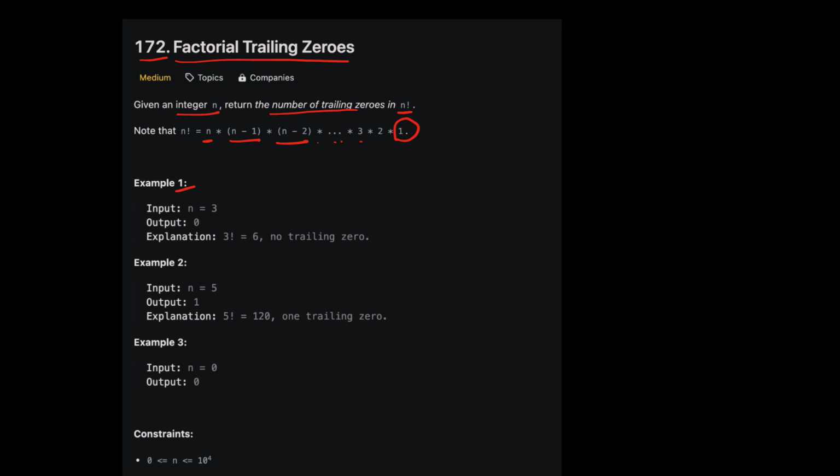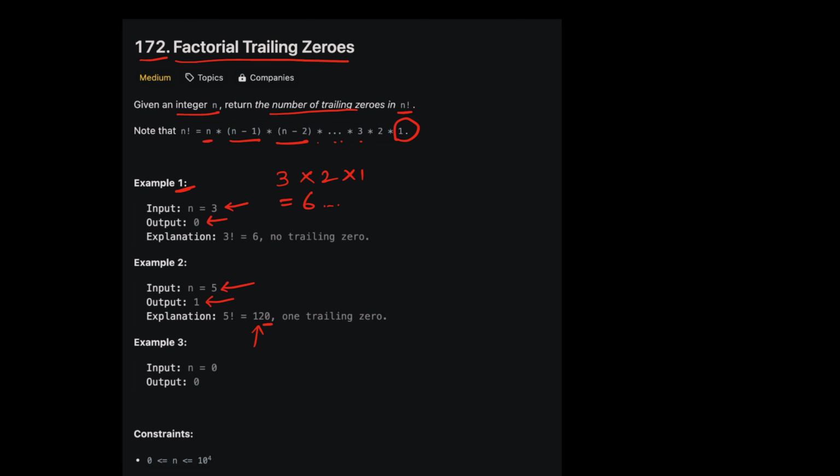In example number 1, where n is given as 3, there are no trailing zeros, because if we look at the factorial value of 3, it's 3 into 2 into 1, which gives us 6. And as there are no trailing zeros, the output is 0. But in example number 2, where n is equal to 5, 5 factorial is 120. As there is one trailing zero, the output is 1. I hope you are able to understand the problem statement.